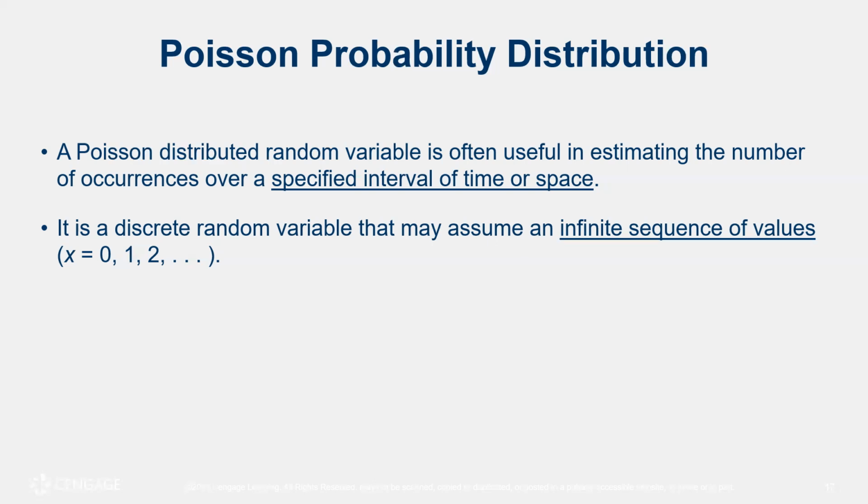Like, how many pounds of cotton yield will we get per acre? So when we're looking for these, it's always something per something. That's one clue that you're dealing with a Poisson distribution. Okay.